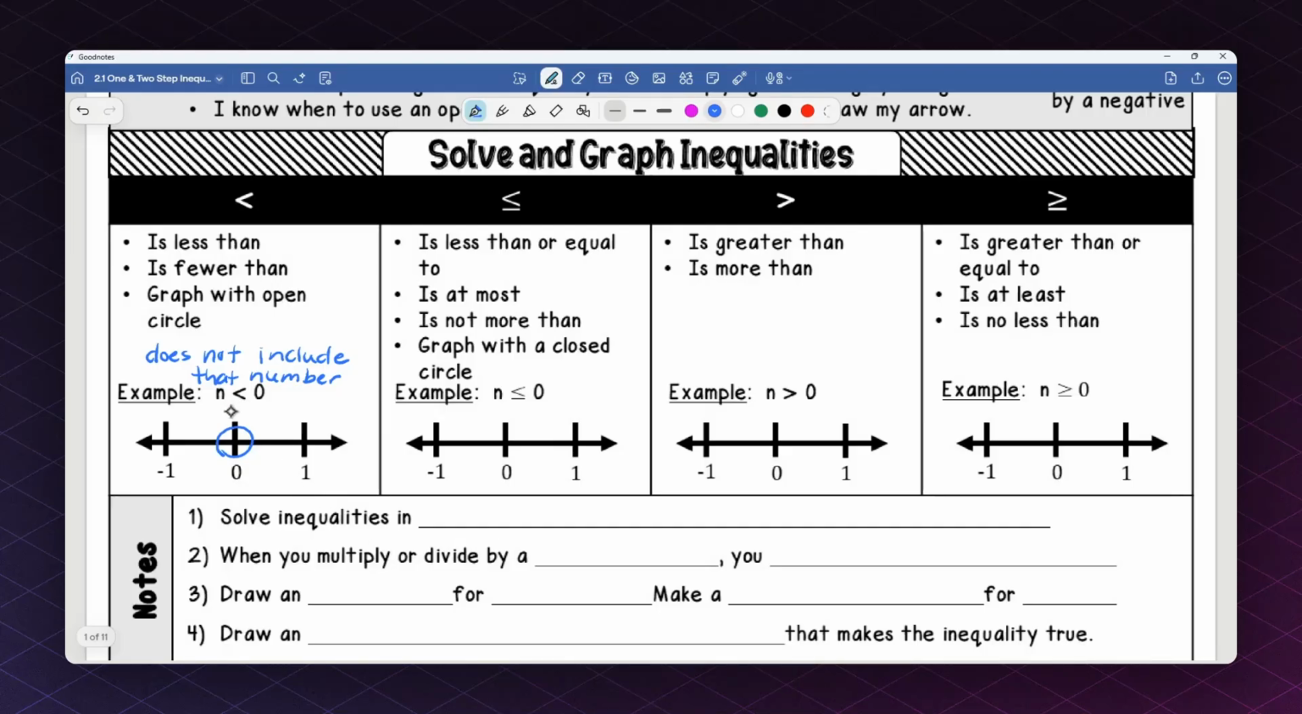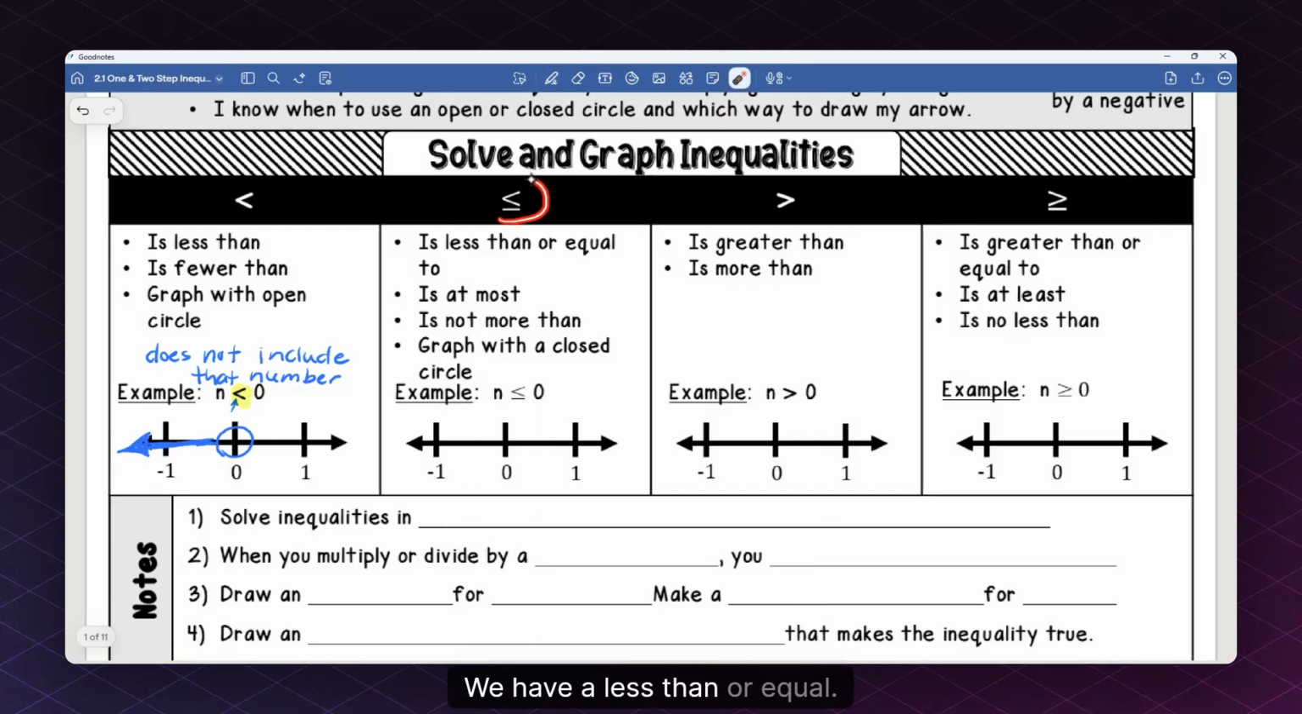Now, it's less than, so we need to shade it in the way where we're choosing all the numbers that are less than 0, and it's going to be this way. Okay, so everything that's less than 0, we can shade this way over here. And it does give you a little hint when you look at this: it's pointing to the left, and that helps you know which way to shade it. All right, let's look at this next one.